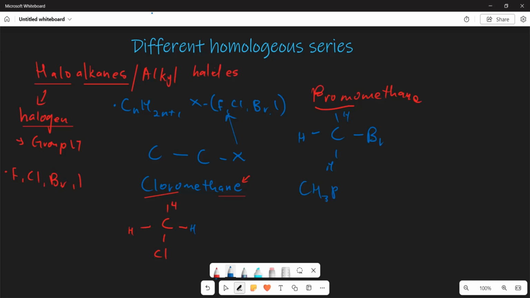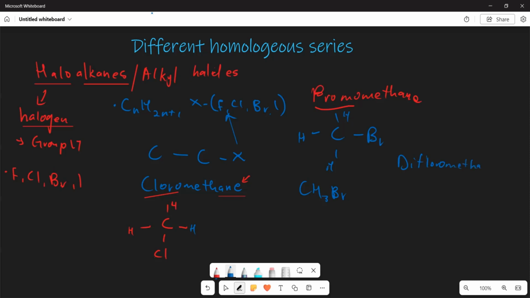That is the condensed formula for this particular thing, right? And now, let's say you are given two fluorine, your difluoro. Let's say we say this is your difluoromethane.